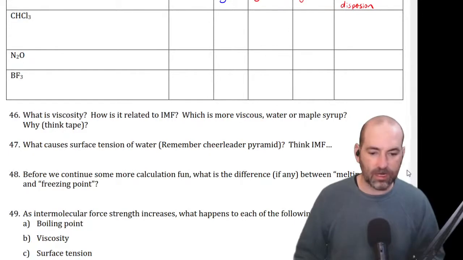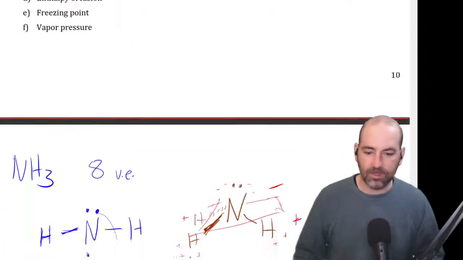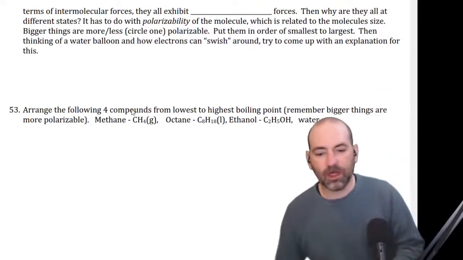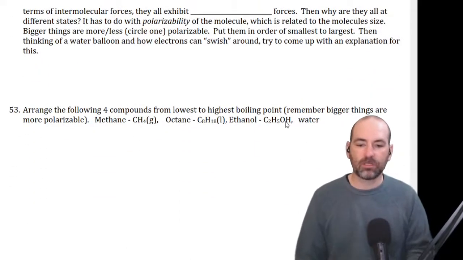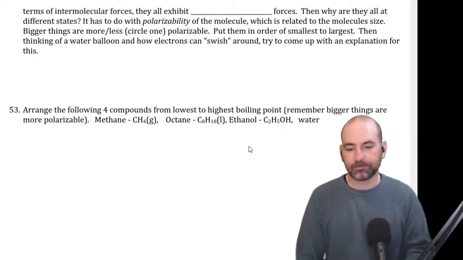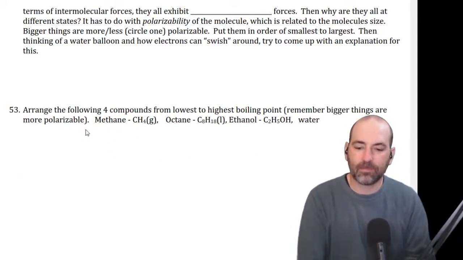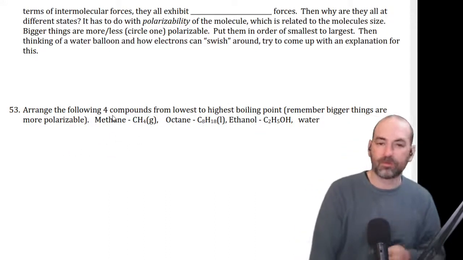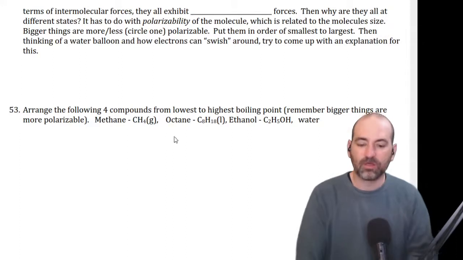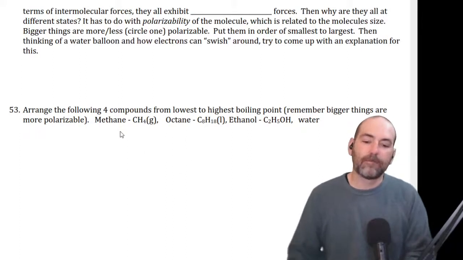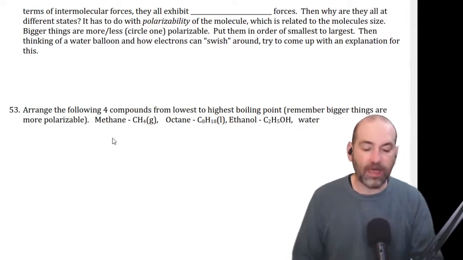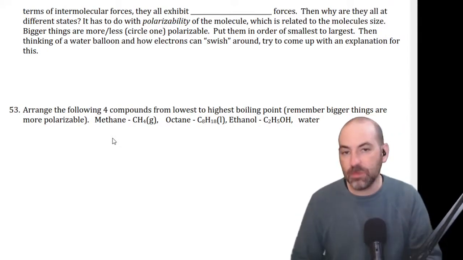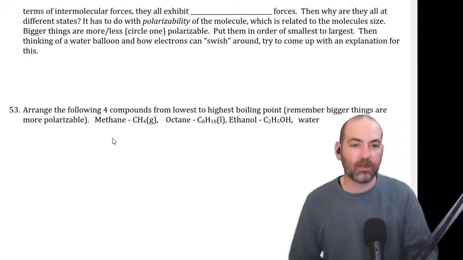And so while we're in this handout, let's look at number 53 by request. Arrange the 4 compounds from lowest to highest boiling points. Let's take a look at the structures and see. So we've got methane, CH4. This will also help us review VSEPR, because we may want to look at some of the structures here. When we want to look at structures is when we're not sure if it might be polar or not based on the atoms that are there.